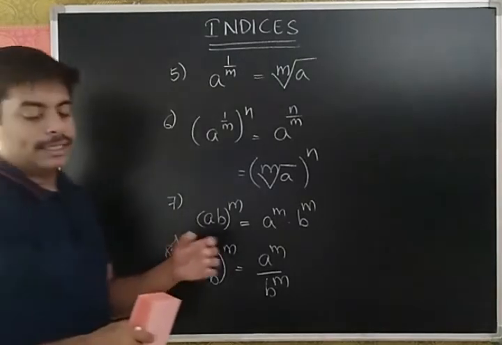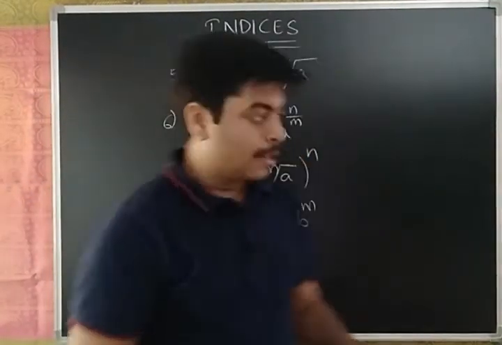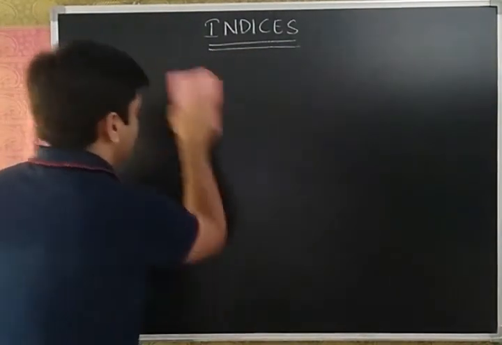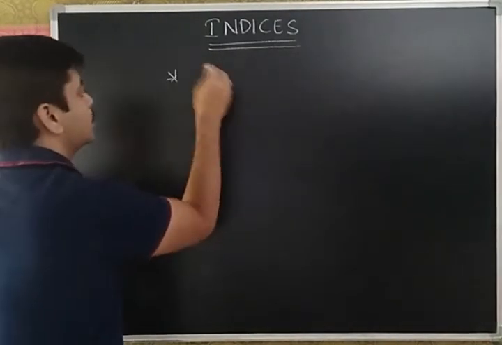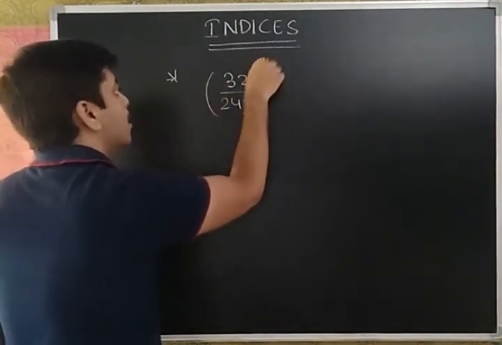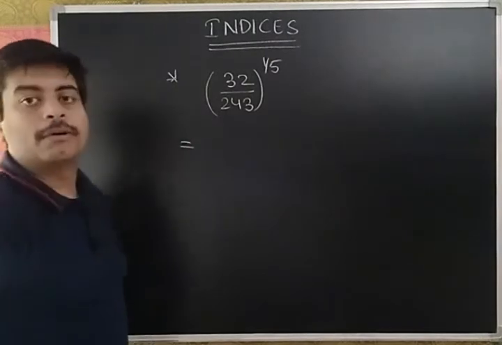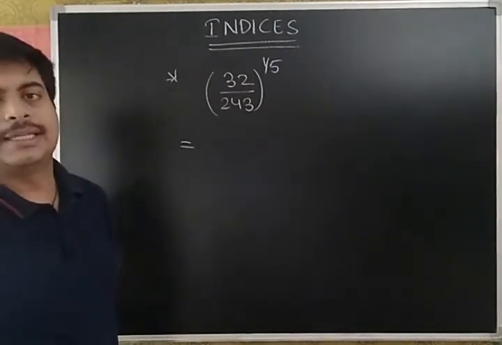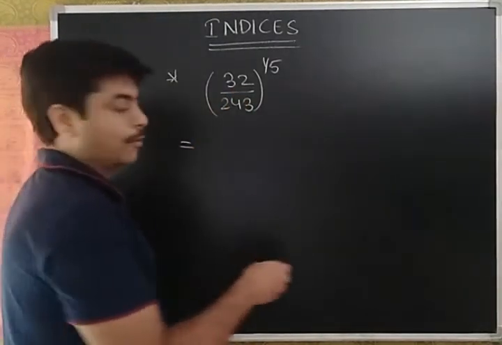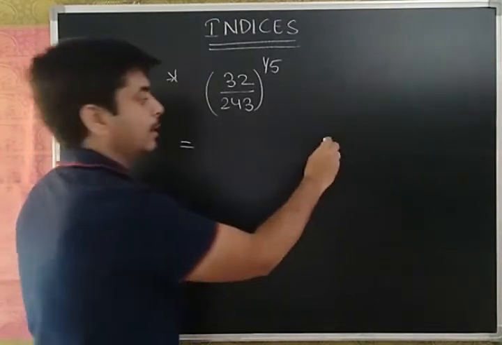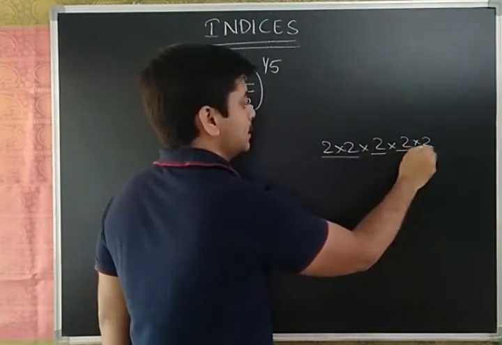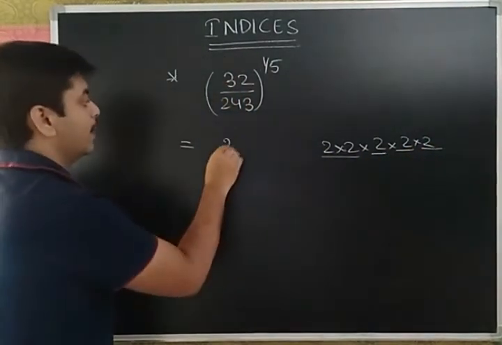Okay, so quickly, let us see some problems on all this. Solve or reduce to simple terms: 32 by 243 whole power 1 by 5. No need to panic, it is very simple. What is 32? 32 is 2 power 5. Check that: 2 into 2 into 2 into 2 into 2. 4 into 2 is 8, 2 is 16, 2 is 32. So this is 2 power 5.